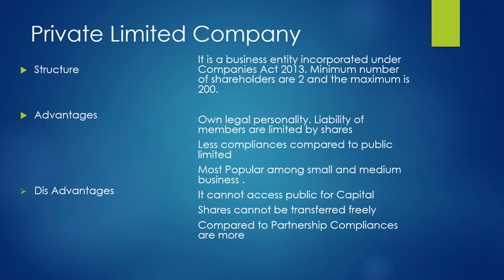Private limited companies are also a very common form of business entity. It is a business entity incorporated under the Companies Act 2013. The minimum number of shareholders required to start a private limited company is 2 and the maximum number is 200. The advantages: it is a separate legal entity, the liability of members is limited by shares, and there are fewer compliances compared to public limited. It is most popular among small and medium businesses.